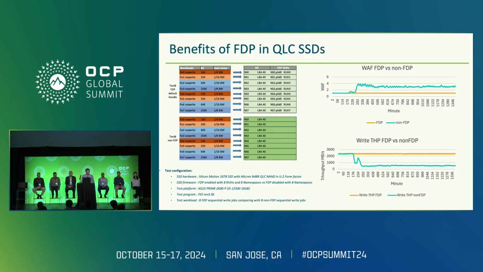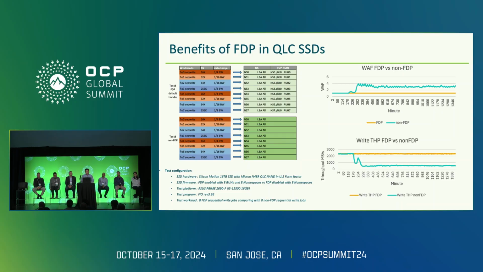This page shows a comparison test between enabling FDP and without FDP. We run the workload as sequential write with different I/O sizes and data temperatures. Without FDP, basically all the workload is written to the same super block, so it's similar to one handle.